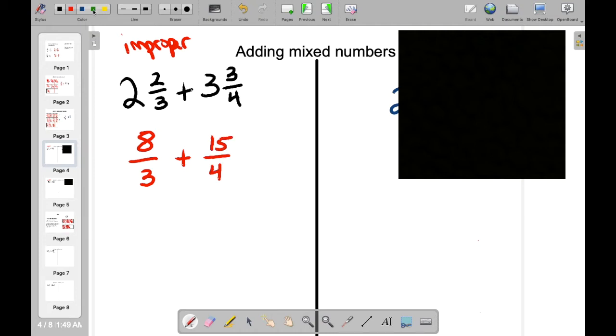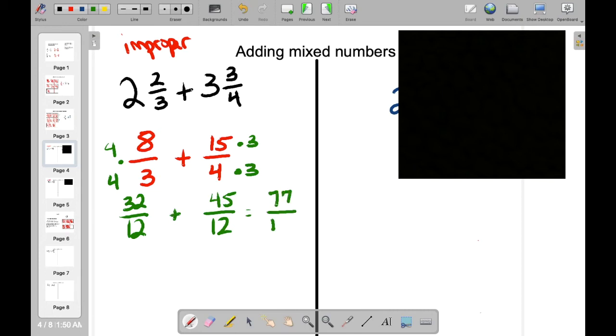When we add fractions together, we need all fractions to be the same size, which means we need a common denominator. So I'm going to multiply both of the left pieces of the fraction by 4 and the right pieces of the fraction by 3 to get a denominator of 12. To give me 32 twelfths and 45 twelfths. I add those together to get my improper fraction answer of 77 twelfths.